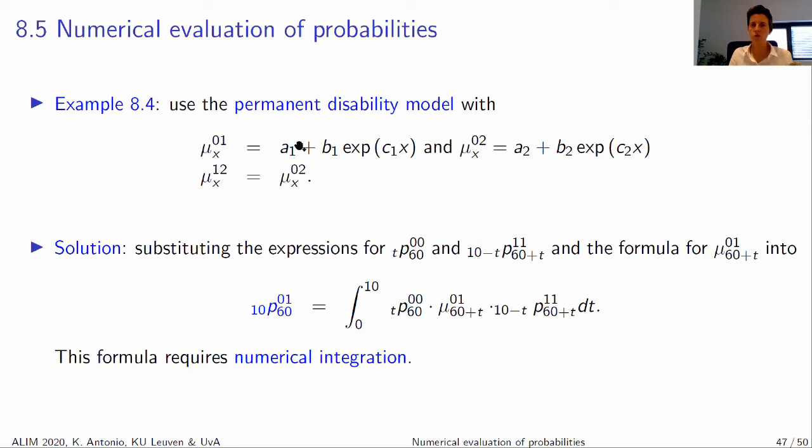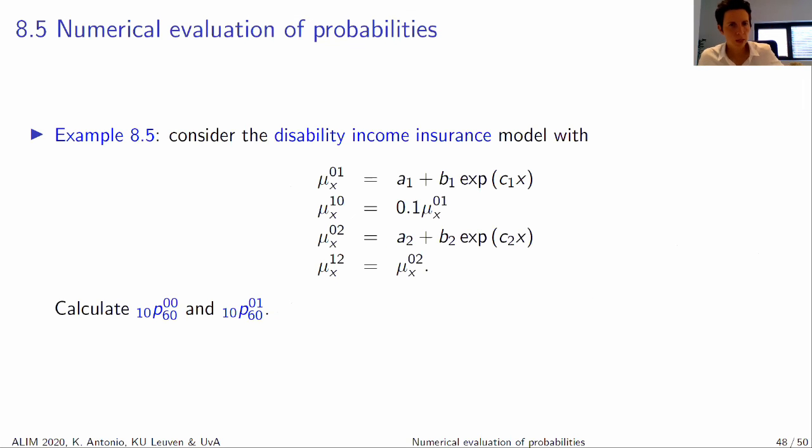So this is my permanent disability model again, but now with slightly more complex expressions for my transition intensities. There's one final illustration to cover, and that is what if I make the switch from the permanent disability model to the general disability model, right? So now I have transitions from 0 to 1, from 1 to 0, from 0 to 2, and from 1 to 2. So I need 4 expressions for my transition intensities.